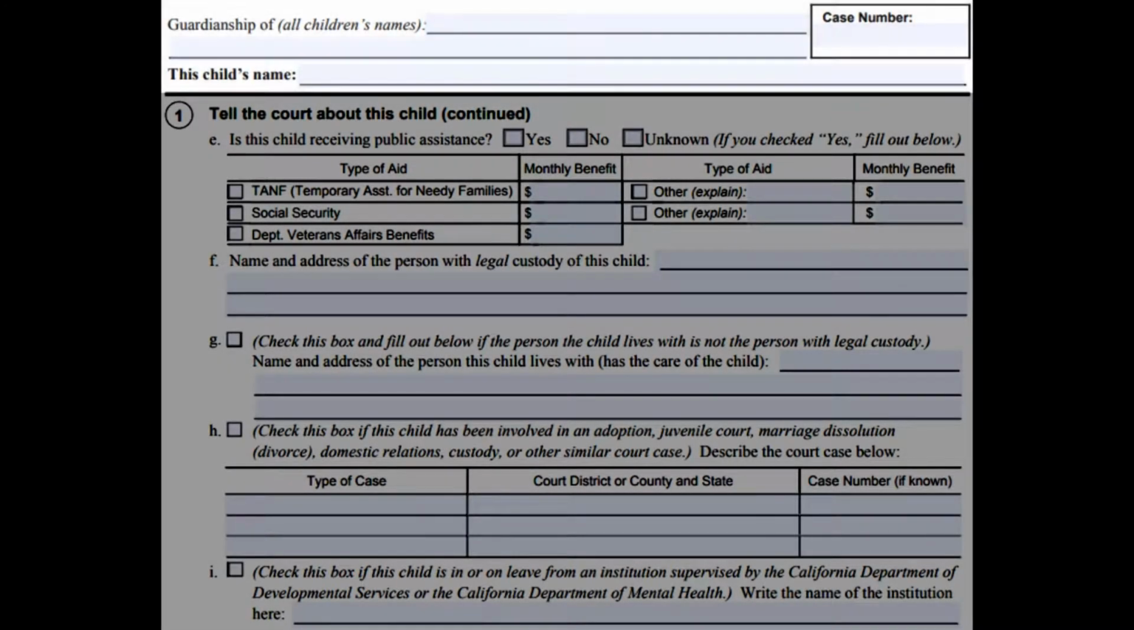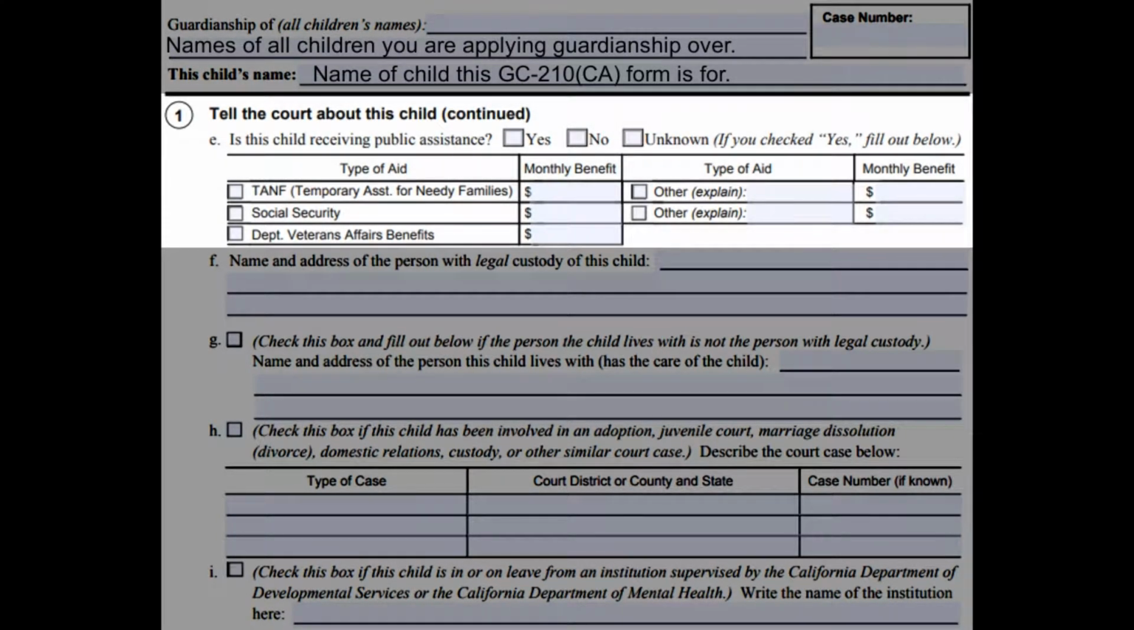On the second page, list all of the children's names that you are filing guardianship for on the first line. On the second line, write the child that this GC210CA is for. Letter E is asking if the child is receiving public assistance in the form of TANF, Social Security, Department of Veterans Affairs benefits, or other things. Check the appropriate box and fill in the areas provided if the child does receive any of these.